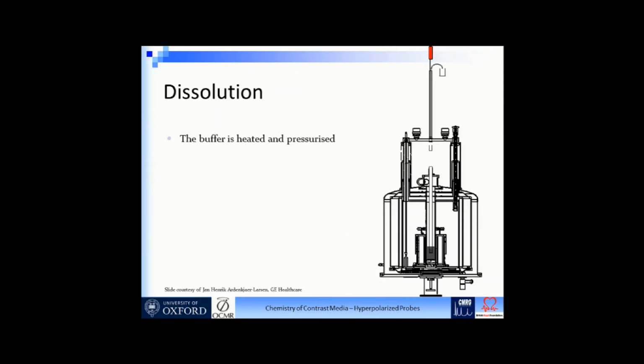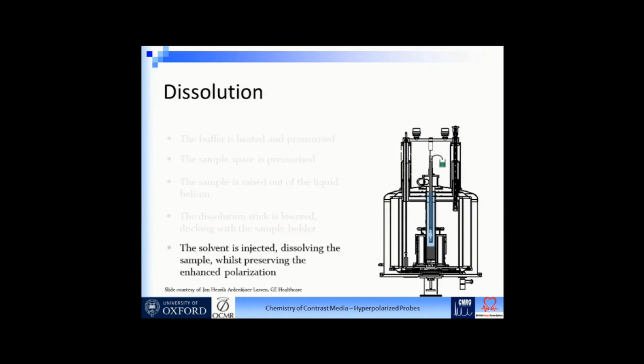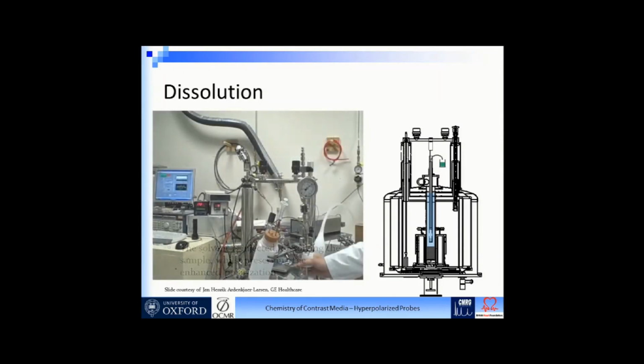You then raise the sample up to atmospheric pressure, raise the sample out of the liquid helium so that the temperature differential is not too high. Drop the dissolution stick, docking it with the sample holder, open the valve, inject the solution, it melts the sample and brings it back out under the pressure into an injectable form, which you can then take forward into your experiment. So this is, hopefully, we were having some problems, just a movie demonstrating that.